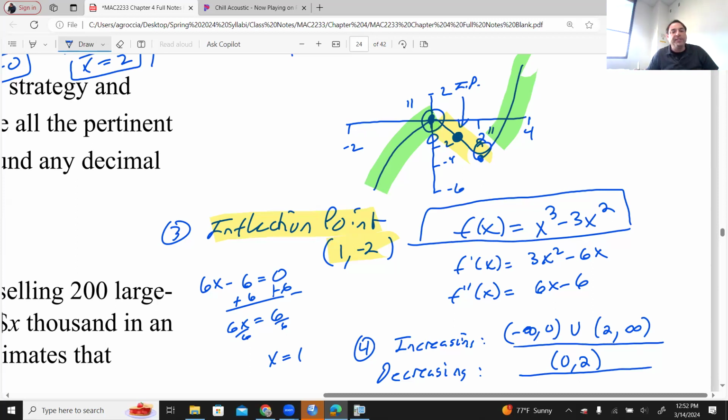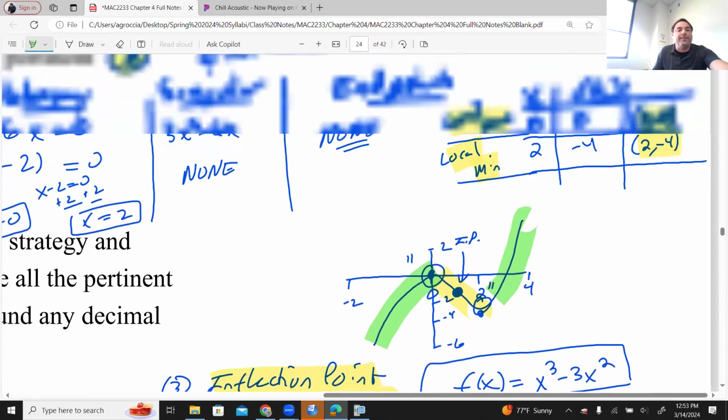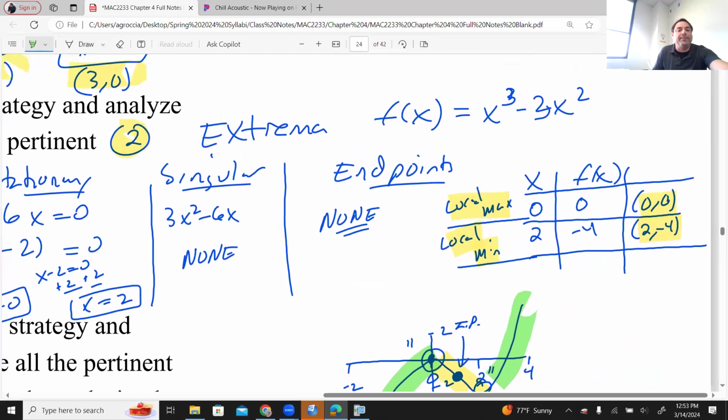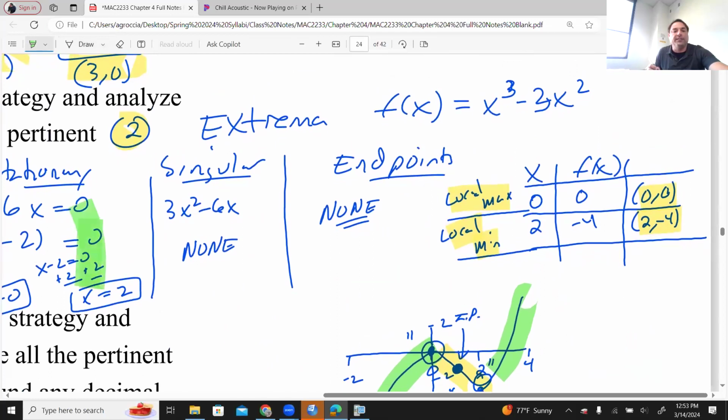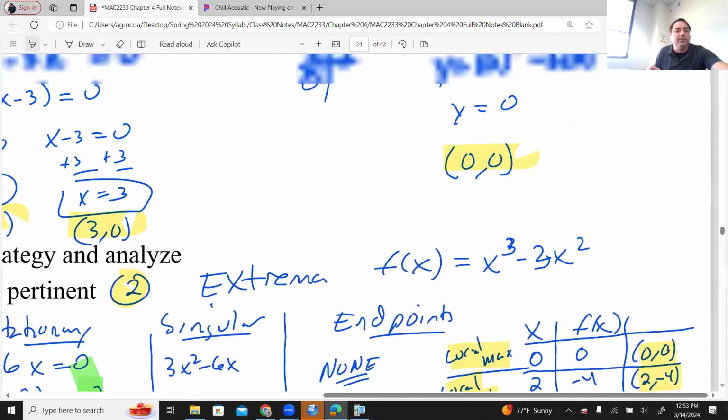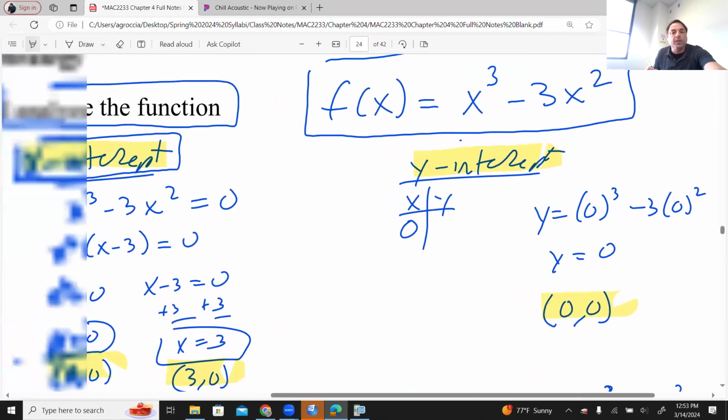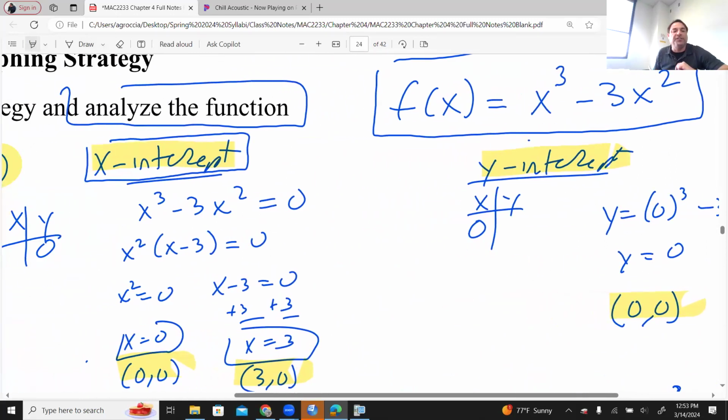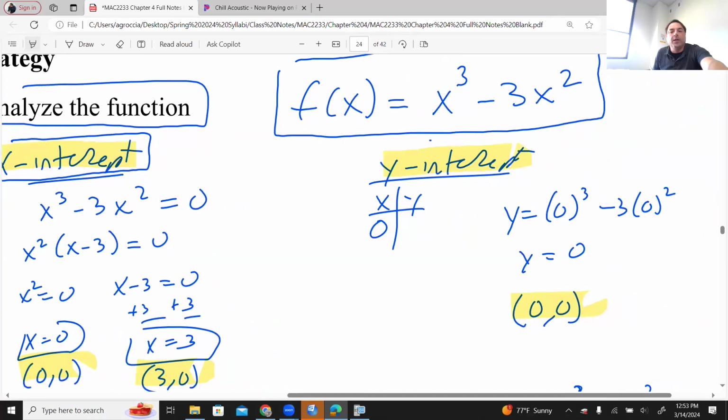Are we okay? So take a minute. When I ask you to analyze a graph, that means x-intercepts, which we found. The x-intercepts were 0, 0, and 3, 0. We can verify that in the graph. Y-intercept, we have 0, 0.